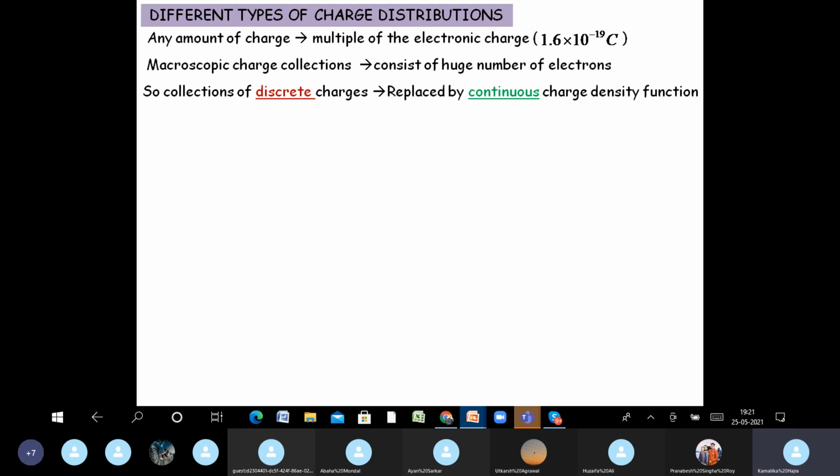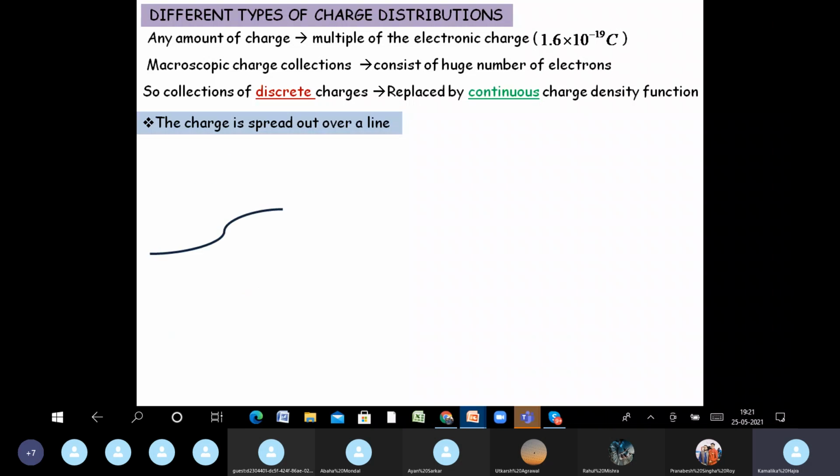How many kinds of such charge distributions exist? Okay, the first example is when the charge is spread out over a line. For example, suppose this is a wire. Okay, just think of an insulated wire, and it contains some charges. Some charge is distributed on this insulated wire, not current. The charges are not moving. There is no potential difference. These are just charges residing, and they are spread out evenly on the wire.